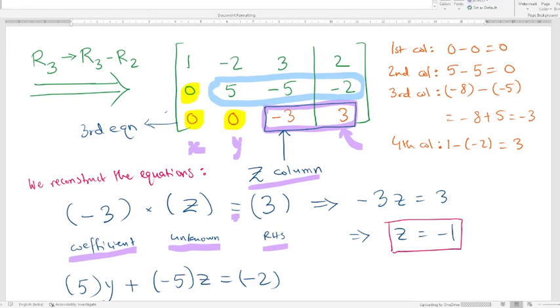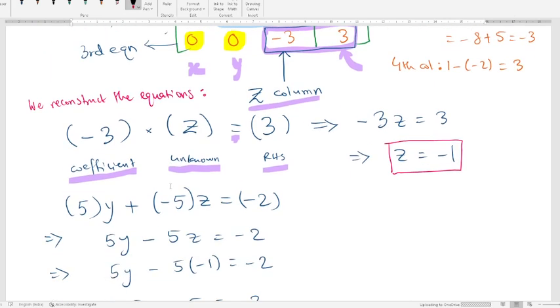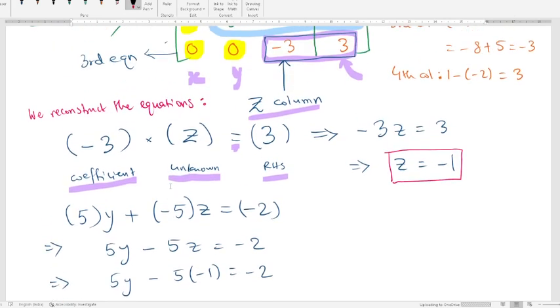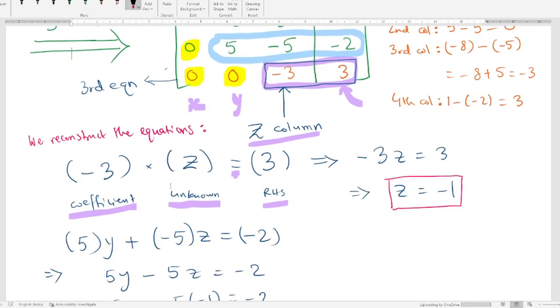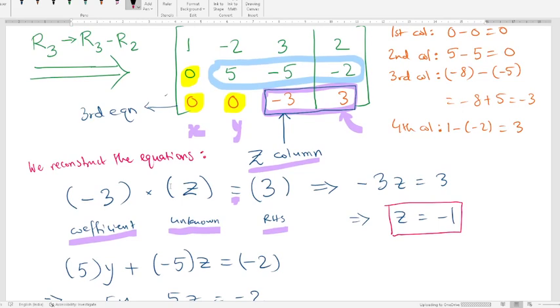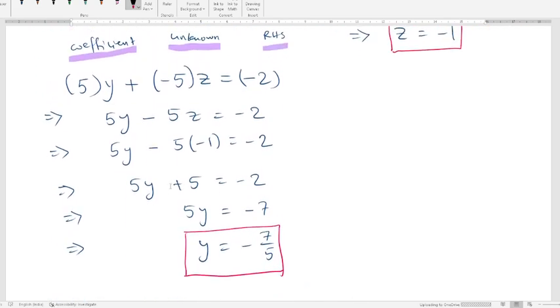And once we get the value of z, what we do is that we go to the next equation, right? We're moving from the last row to the second row to the first row, because we will always have one and only one unknown variable value, right? So once we move to the second row, we get 5y plus negative 5 times z is equal to negative 2, right? And there we substitute the value of z, right?